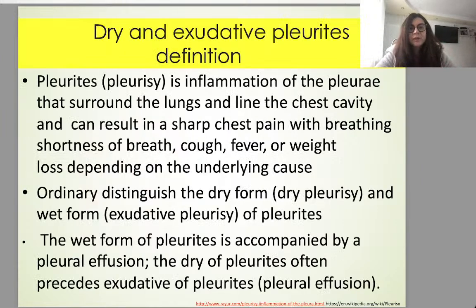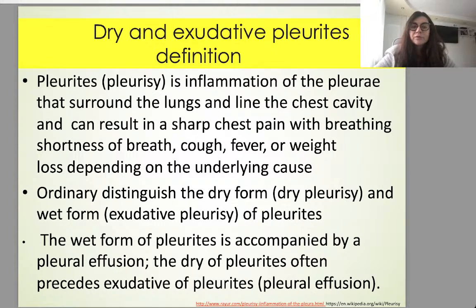Let's start. Dry and exudative pleuritis, and let's give a definition of these syndromes. Pleuritis, or pleurisy, is inflammation of the pleura that surrounds the lungs and lines the chest cavity, and can result in sharp chest pain with breathing, shortness of breath, cough, fever, or weight loss, depending on the underlying cause.